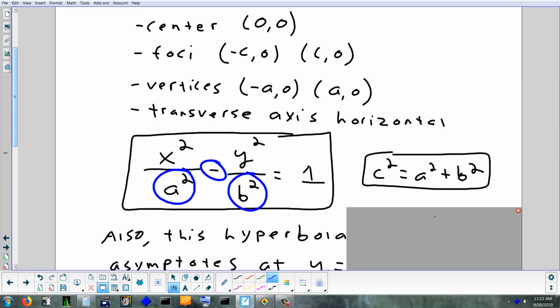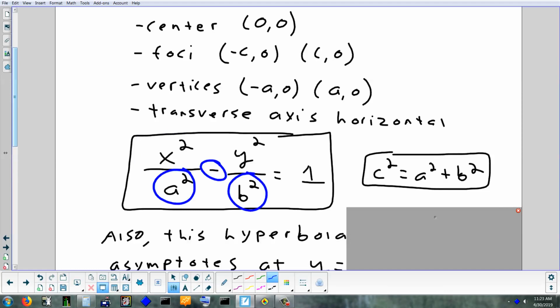So, if the a and the b aren't going to move, well, something has to be moving because there's going to be a case when it's horizontal and a case when it's vertical. It's the x and the y. Today, the x and the y are what switch places. And this is how you tell whether it's horizontal or vertical. Look at the x. It's positive. Look at the y. It has a negative in front of it. Whichever letter is positive, that's the direction of the transverse axis. So the x is positive, x is the horizontal.